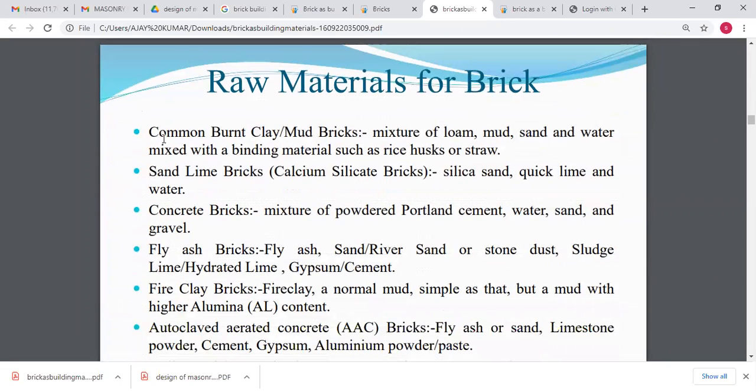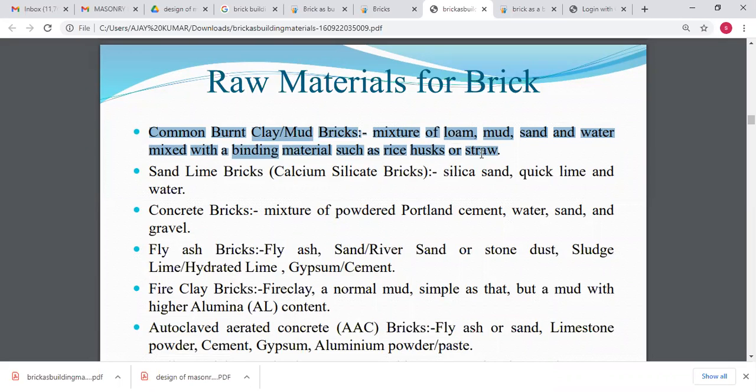Next, raw materials of the bricks. What are the raw materials used for the bricks? For common burnt and mud bricks, a mixture of loam, mud, sand, and water is mixed with binding materials such as rice husk or straw. This is known as the manufacture of common burnt clay mud bricks.